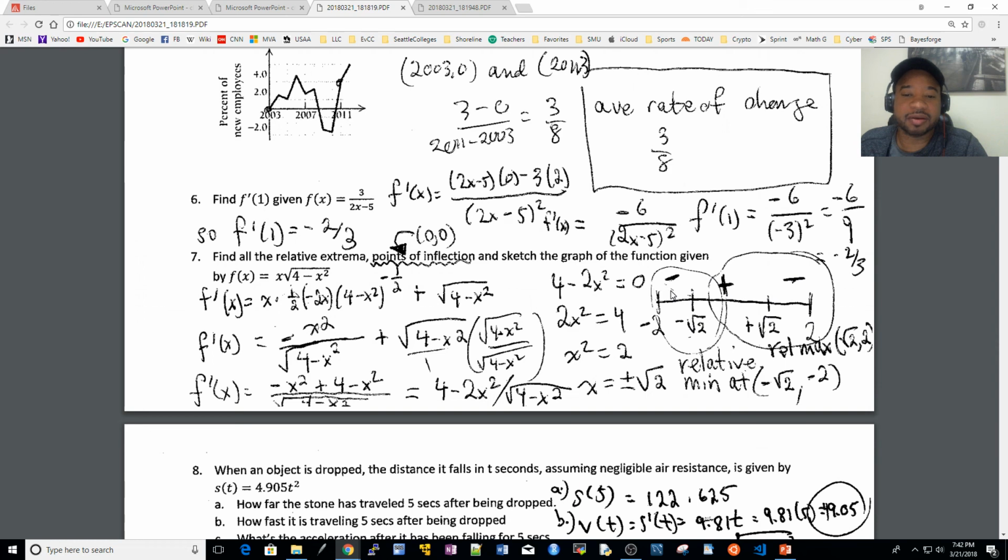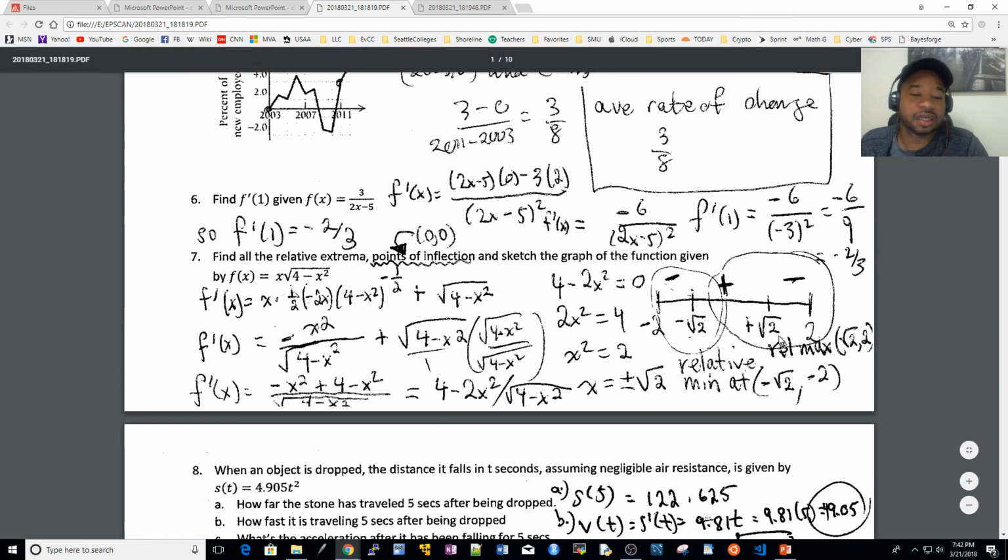And that lets us know that the derivative is negative here, which means the slope is going downward. The function is going downward, and then it shoots up. So that means there's a minimum, and then it's up, and then shoots down. So there's a maximum at this point. And there's our relative min and relative max at these particular points.